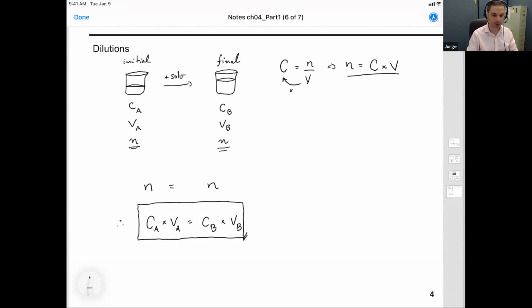So that allows you to calculate the final concentration if you have the initial concentration, the initial volume, and the final volume. Or anything in this equation if you have the other three counterparts. Every time you do a dilution, the equality has to be respected because there is no change in the number of moles.